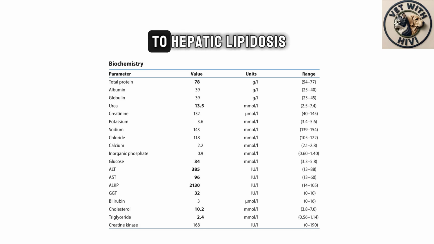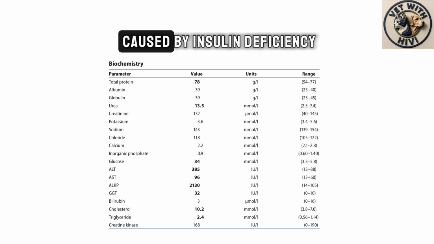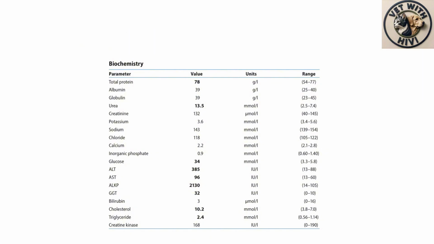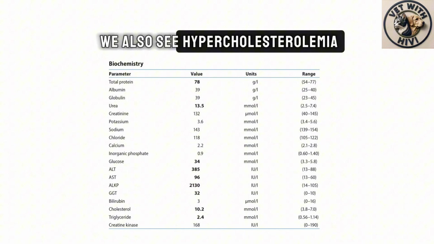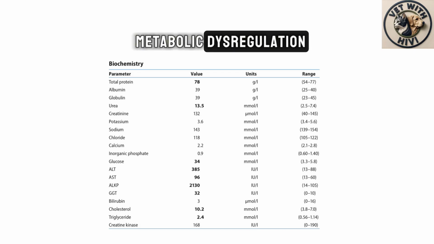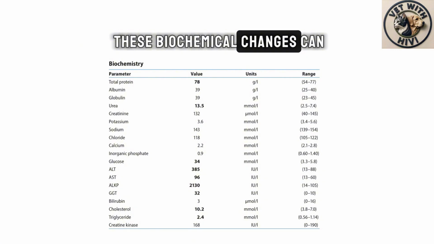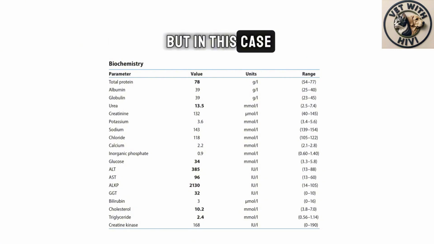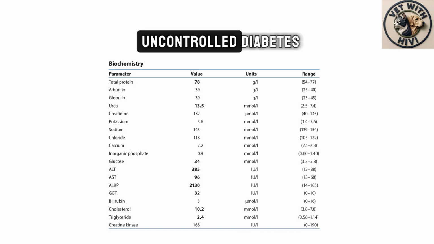They are mainly due to hepatic lipidosis caused by insulin deficiency and altered fat metabolism. We also see hypercholesterolemia, which further supports a metabolic dysregulation associated with diabetes. These biochemical changes can closely mimic Cushing's disease, but in this case they are secondary to uncontrolled diabetes.